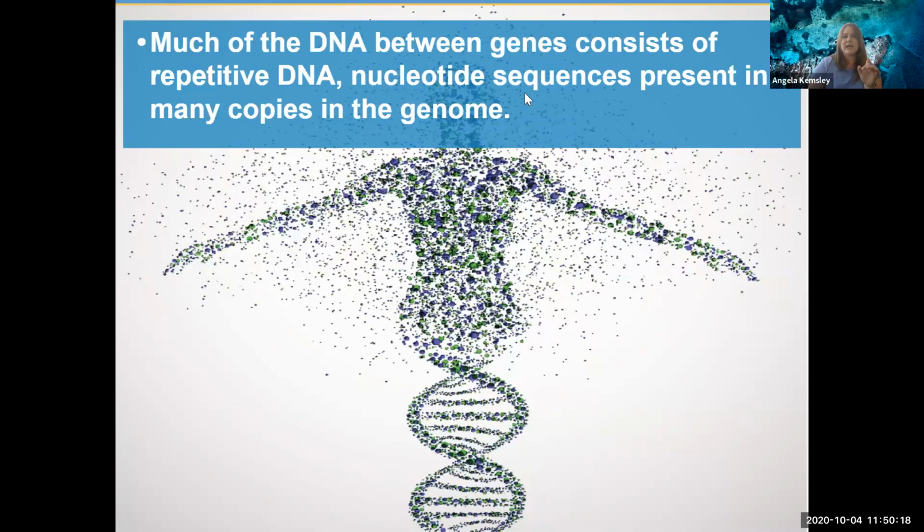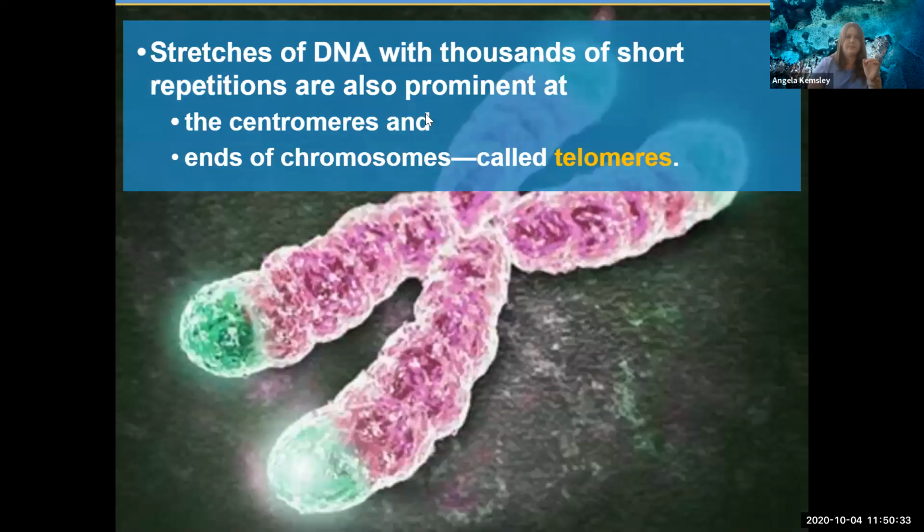And much of the DNA between genes does consist of repetitive DNA, which are nucleotide sequences present in many copies in the genome. So a lot of times you'll just get a gene and then repetitive DNA, and then another gene and then repetitive DNA. Stretches of DNA with thousands of short repetitions are also prominent at centromeres and at the end of chromosomes, which we call telomeres.